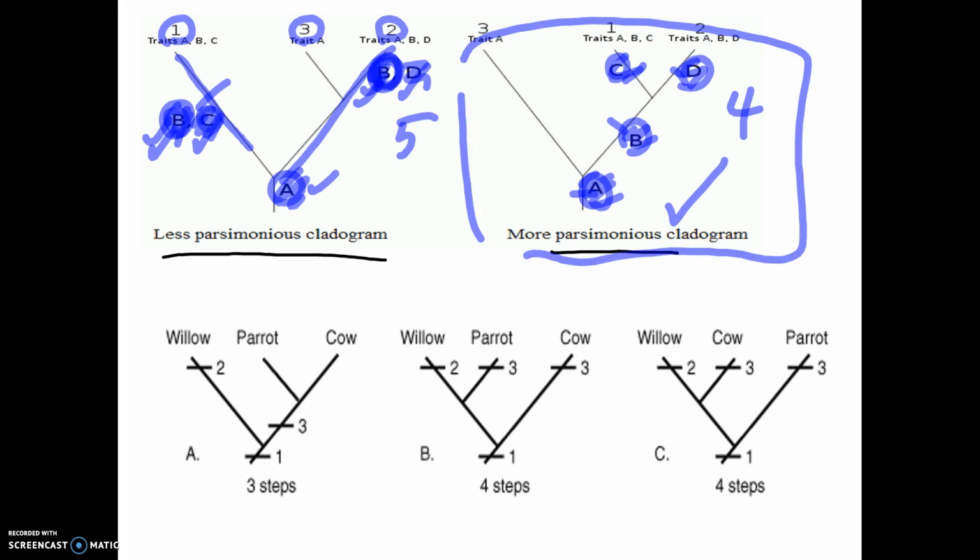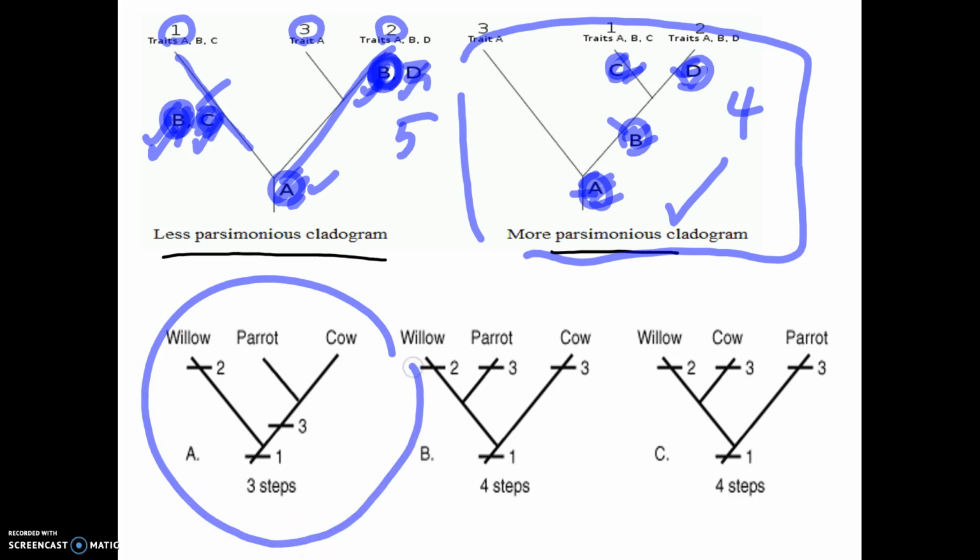And if we look at the bottom, we see the same thing. The first tree here only requires 3 steps. Event 1 happened, event 2 happens here, event 3 happens here, 3 steps. For tree B or tree C to have happened, they both require 4 steps. Not only do they require 4 steps, but they require event 3, whatever that mutation is, to happen 2 times. And if we can avoid that, we want to avoid that.